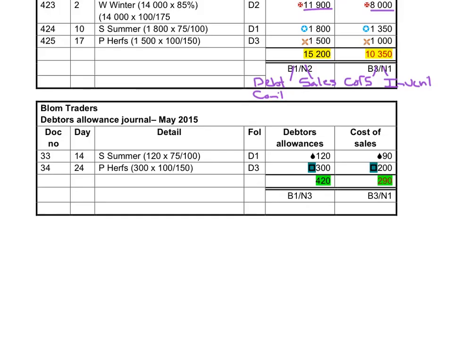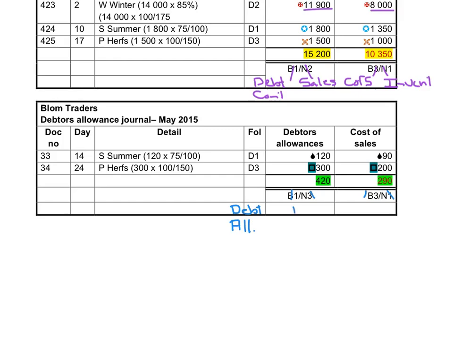In the debtors allowances journal, the amount is also only recorded in one column. Therefore, we have to do two entries, one debit and one credit for each amount. Debtors allowances will be debited because debtors allowances decreases the sales, and that means it must decrease the profit on the debit side.